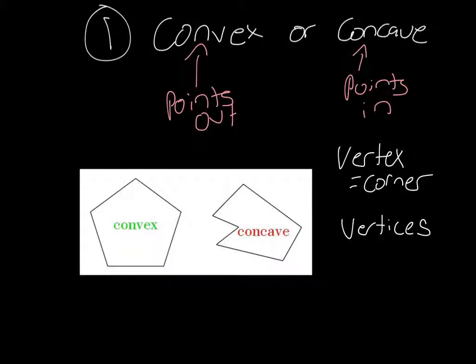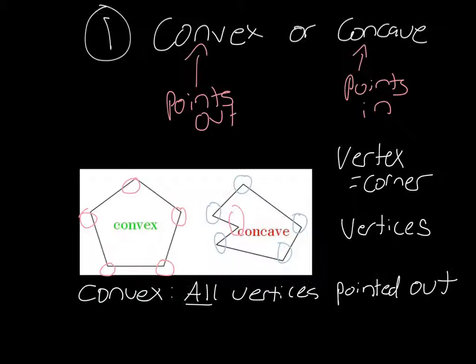So let's look at our first shape here, the convex shape. So I see here that all its corners are pointed outwards. In other words, they're pointed away from the center of the shape. Whereas for the concave shape, well, most of them still are. I mean, these ones are still pointed away from the shape, but it has one vertex that's pointed inwards. Okay, so convex means that all vertices are pointed outwards, whereas concave means at least one. You only need one to be pointing inwards for it to be concave.